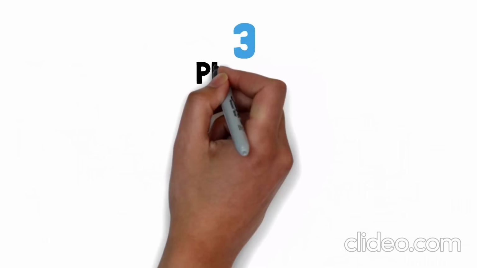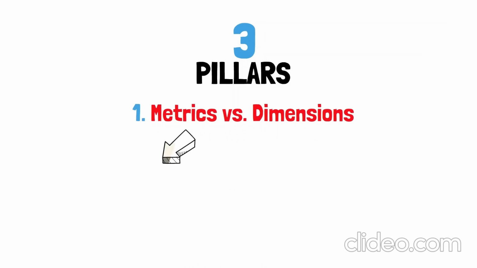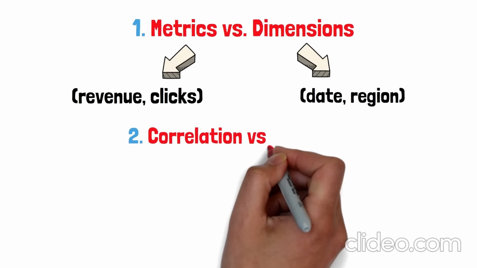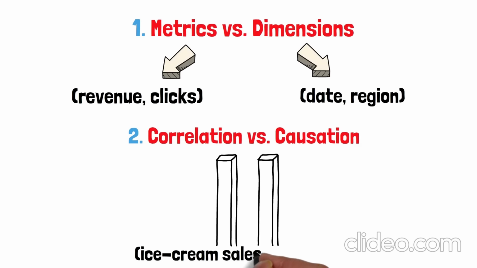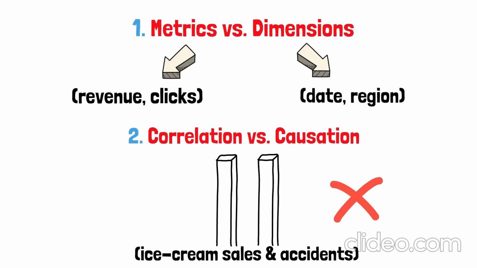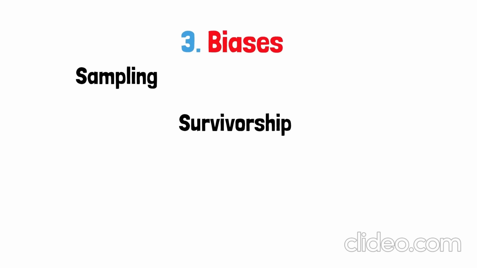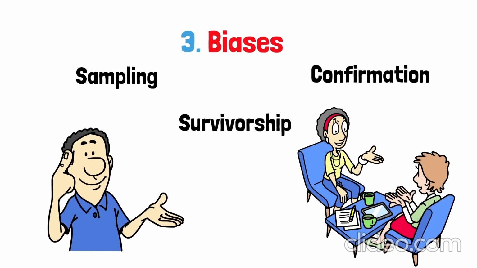Let's demystify 3 pillars. 1. Metrics versus dimensions. Metrics, revenue, clicks, measure performance. Dimensions, date, region, provide context. 2. Correlation versus causation. 2 trends moving together, ice cream sales and accidents, don't imply one causes the other. 3. Biases. Watch for sampling, survivorship, and confirmation bias that skew insights. Understanding these fundamentals will make every data conversation more productive.